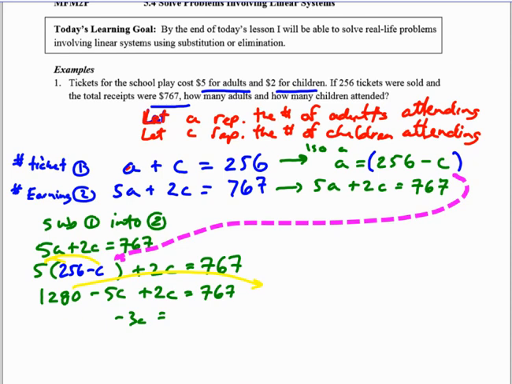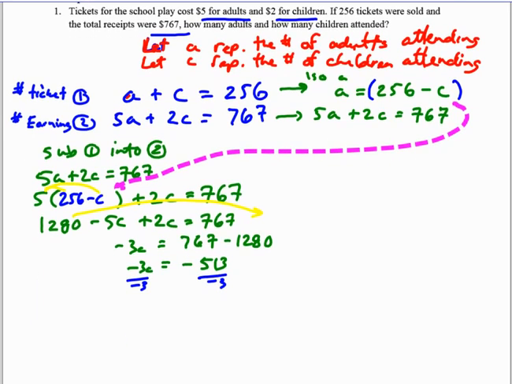I'll write it out so we don't lose track of what we're doing here. Minus 1280 is going to be negative 513, and 3C is there. Okay, so we want to get rid of the 3C. And there we go. So let's try this. 513 divided by 3 is a nice even. The two negatives make it positive, so 171. Okay, so we know now how many children. We can't stop here, but we know part of our solution, the number of children.